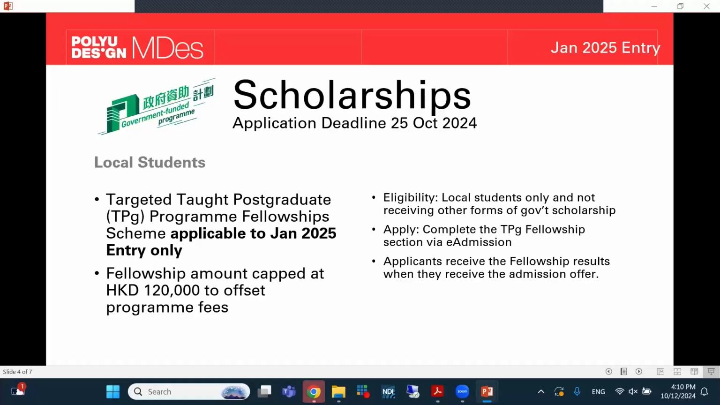The fifth and final distinction is the availability of the fellowship scheme offered by the UGC, University Grants Committee. 2024-25 is the last cohort of this 5-year pilot scheme. Local applicants without receiving other forms of government scholarships can apply to the January intake and the fellowship scheme at the same time. The results will be released separately, but at a similar time frame. The fellowship amount of 120,000 Hong Kong dollars will be funded through an offsetting mechanism. Applying to the January intake before October 25th is the last chance to be considered for this scholarship.